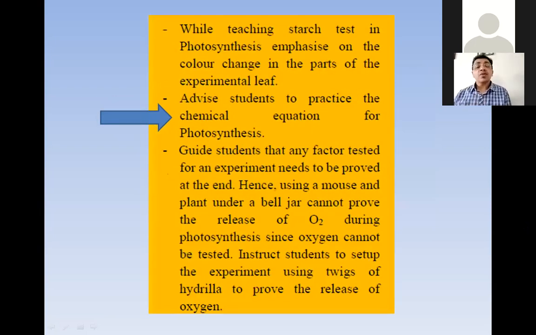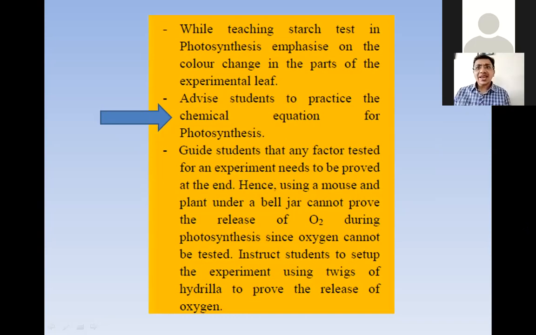Next, something about the photosynthesis chapter. While teaching the starch test in photosynthesis, emphasize the color change in the parts of the experimental leaf. If you see the experiment, there is a color change, and that is very important when you deal with the starch test. Apart from that, students are advised to practice the chemical equation for photosynthesis. You should know the properly balanced chemical equation. In fact, you should mention chlorophyll and sunlight on the arrow also, right? That is very important.